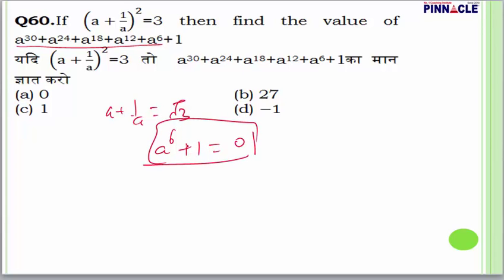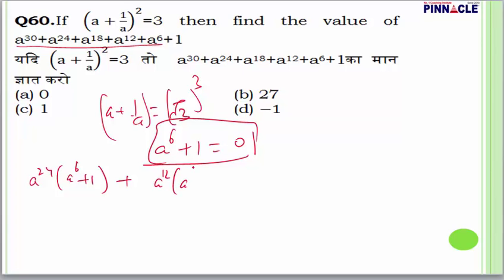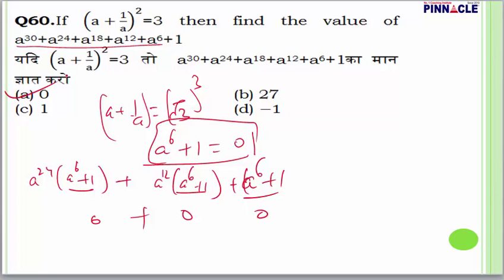We will find this when we cube on both sides, then we will have this ultimately. This you have to remember. Otherwise, you can cube on both sides and you will get this ultimately, but I am not going to go to our basic chapter. So here you will find A to the power 24 and A to the power 6 plus 1. Here you can write A to the power 12, A to the power 6 plus 1, and here plus A to the power 6 plus 1. So this is 0, this is 0, this is 0, answer would be 0, answer is B.